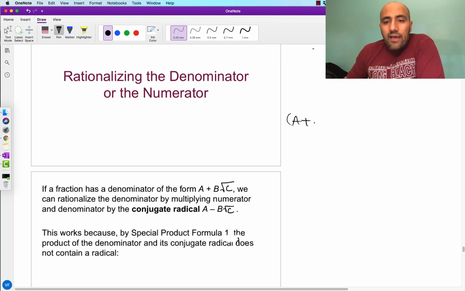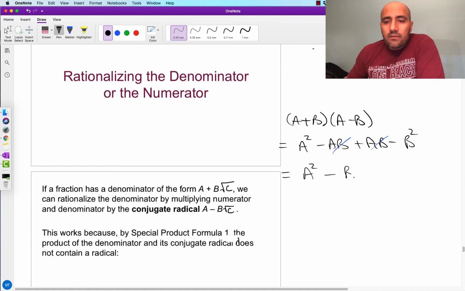Remember, this all connects back to the difference of squares. We know that if we have a plus b times a minus b, and we FOIL it all out, we're going to end up with a squared minus ab plus ab minus b squared. And then the middle terms cancel out. So we end up with a squared minus b squared. So we're going to be going back to this, because if we have a plus b root c times a minus b root c, that's going to fit this form, and what happens is the middle terms cancel out, and we end up with a squared minus b squared, which is the product of these two.